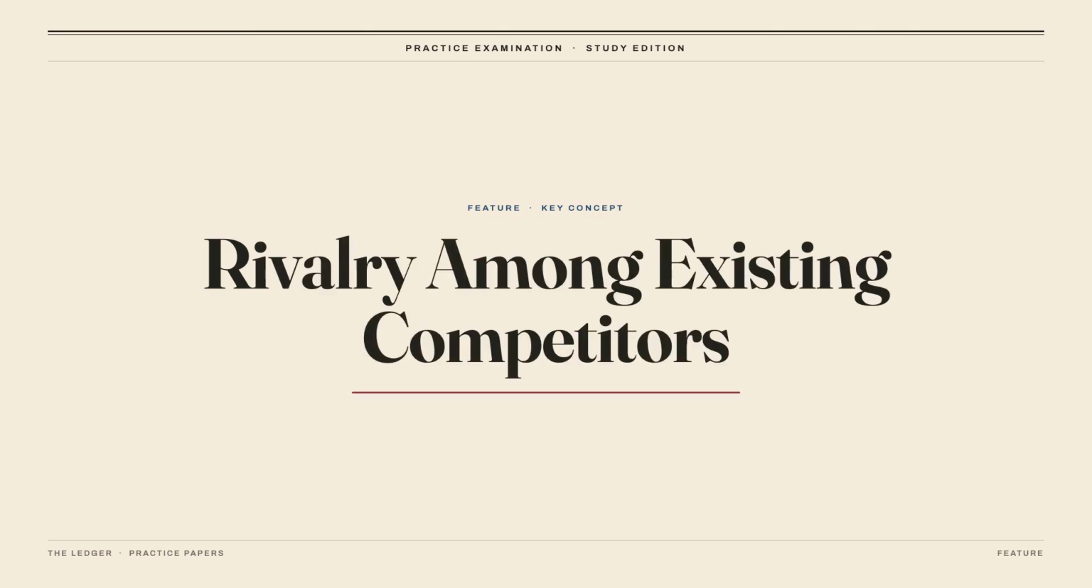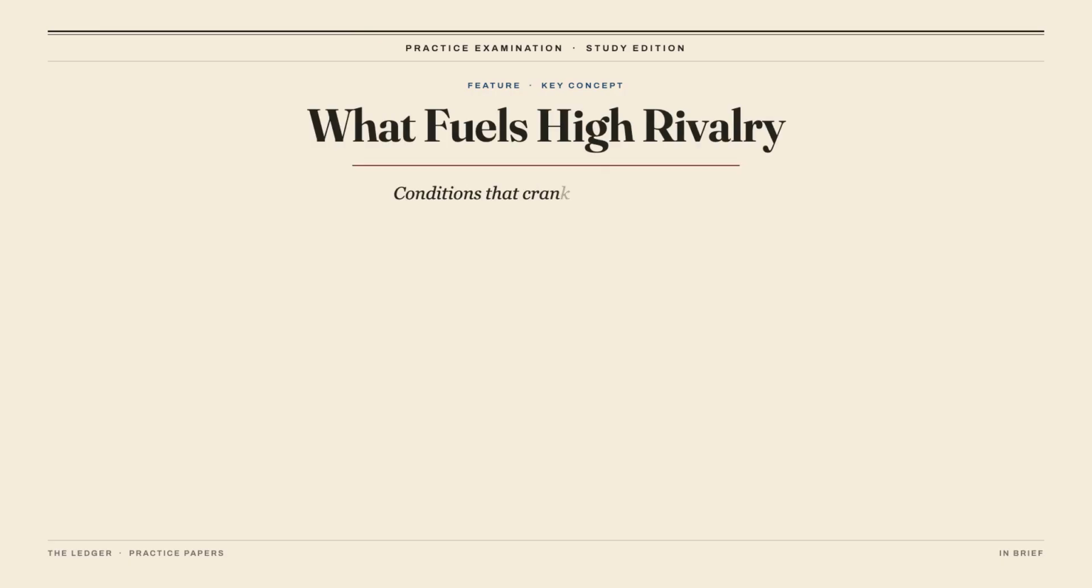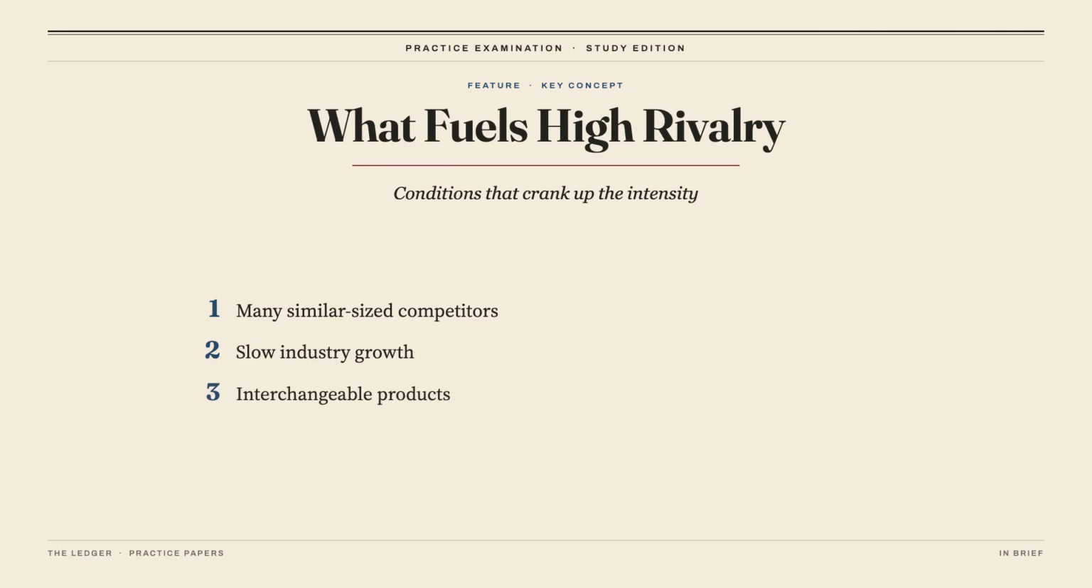Picture a district crammed with nearly identical restaurants, each slashing prices and pouring money into ads just to hold its share. That's rivalry among existing competitors on full display, and when it runs hot, it's one of the most direct destroyers of industry profitability. Certain conditions inflame rivalry: many competitors of similar size, slow growth that forces firms to fight over a fixed pool of customers, products that look interchangeable, and high fixed costs pressuring firms to fill capacity at any price. The crowded restaurant market carries several of these traits at once, which is why margins there stay perpetually thin.